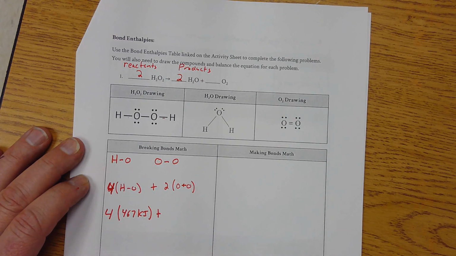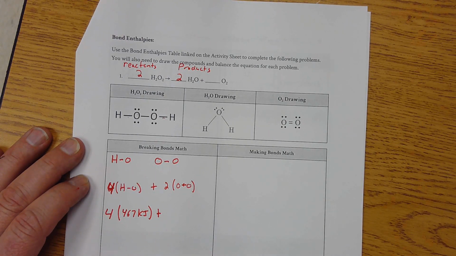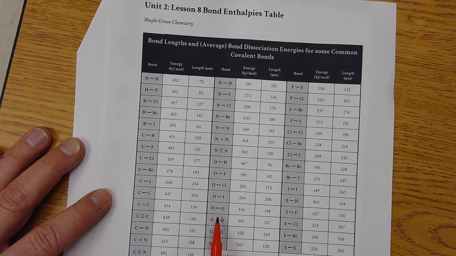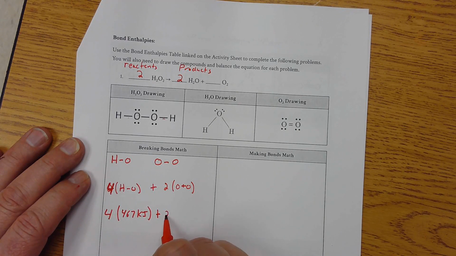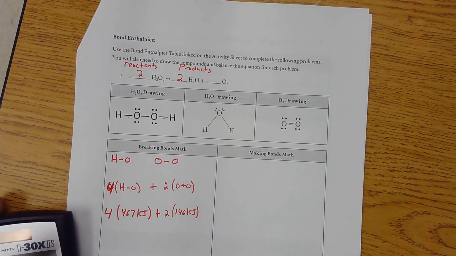Okay, and if you look at the O to O bonds, O to O bonds is right here, 146. So we have 2 146 kilojoules there. Okay, so what I'm going to do is I will take my calculator.